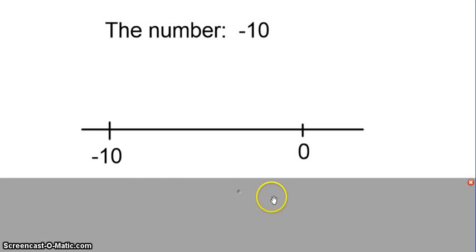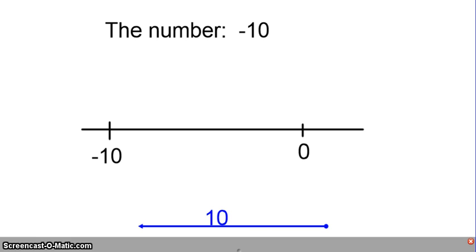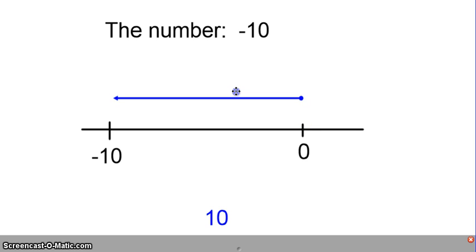So if we look at the number -10, where is that on the number line? If we have an arrow that points to the -10, the length of that arrow is 10. 10 is our distance away. 10 is our absolute value in this case, because if we remember, the absolute value is the distance away from 0. So we are 10 units to the left of 0.